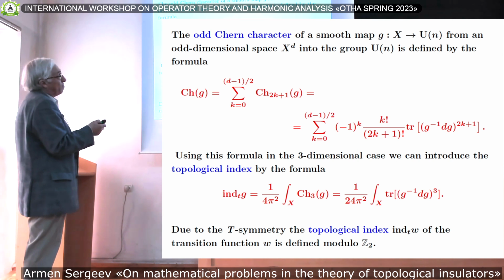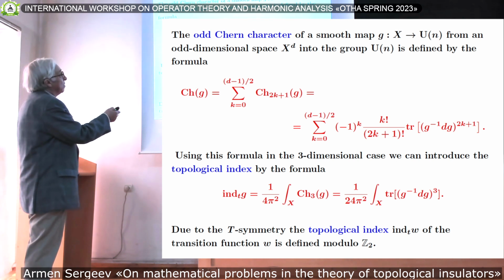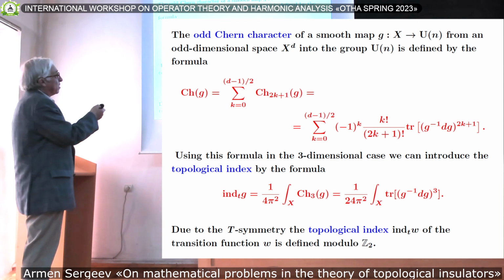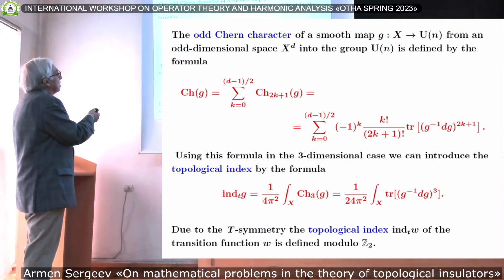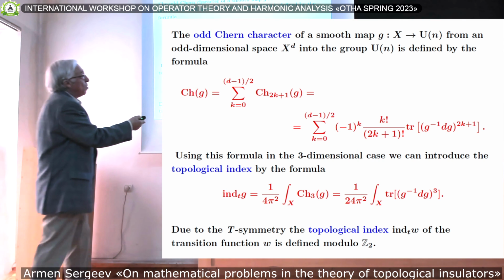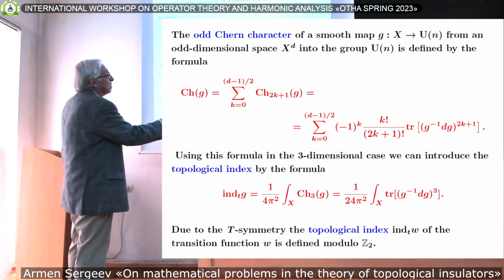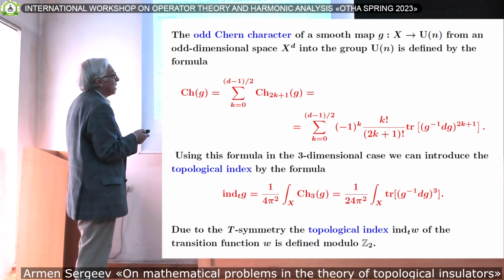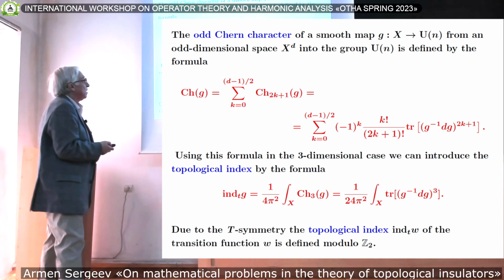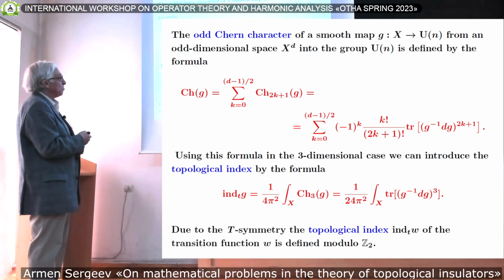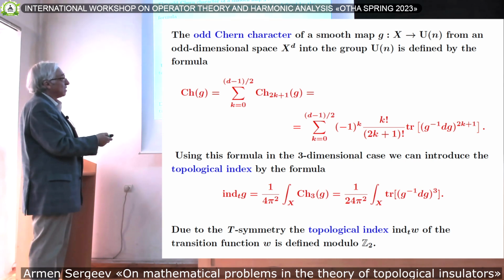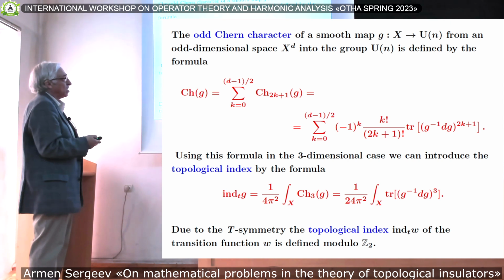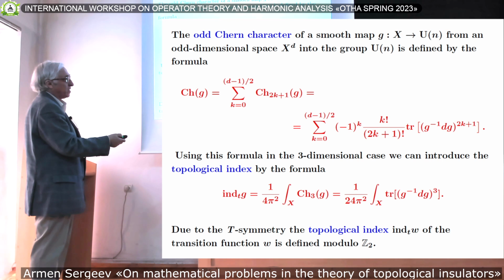If we have a smooth map from X to the unitary group of an odd-dimensional space, in our case D equals 3, then there is the following odd Chern character, which is given by this formula. What is important, what is written here, corresponds in fact to Chern-Weil theory. So we take this matrix g minus 1 dg, then to the power 2k plus 1, and take the trace, and then the sum. Using this formula in the three-dimensional case, we introduce the topological index like that. This is just the integral of one of the terms from this Chern 3. So precisely it is equal to that.